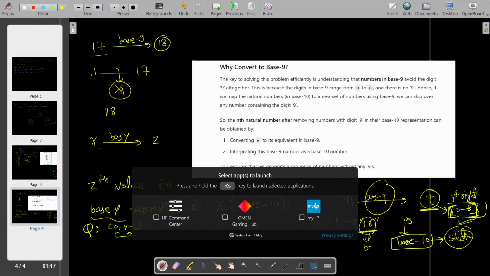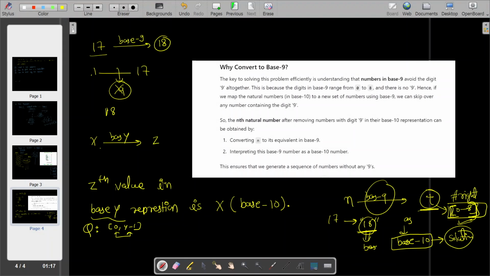So if we consider this as base 10, then what will the answer be? Our answer will be 18. Why? Because after removing 9, we see 1 to 8, then 10, so the 17th number will be 18, because 9 is removed. Initially the 17th number was 17, but after we remove the numbers with 9, this is the answer.